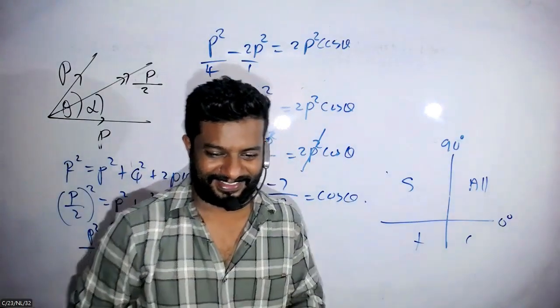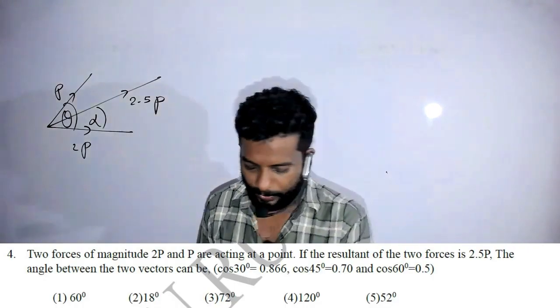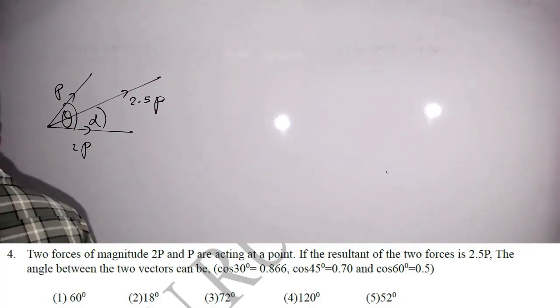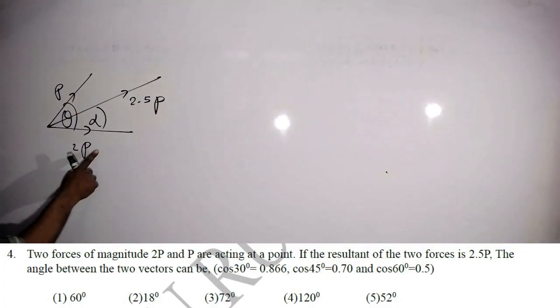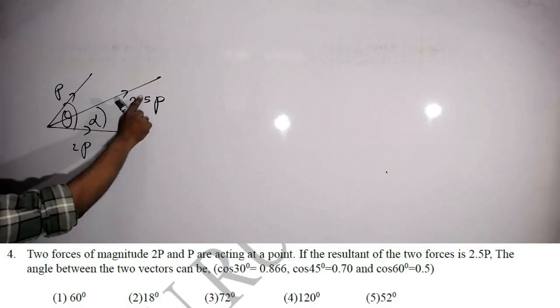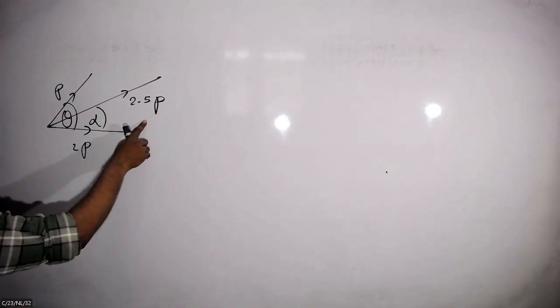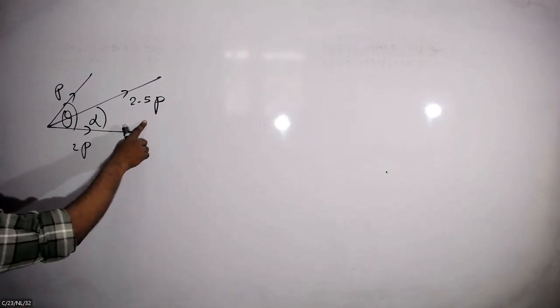Got it? Right, let's see question number 4. Two forces of magnitude 2p and p are acting at a point. These are the two forces, right? If the resultant of the two forces is 2.5p, this one is the resultant. The magnitude of the resultant is given, right? 2.5p.